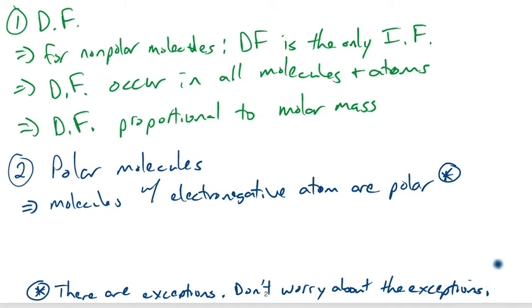How's that? So yes, there are exceptions to that statement, but don't worry about the exceptions for this class. Really, this covers most of the bases of your typical Gen Chem experience. Now, what electronegative atoms am I talking about?